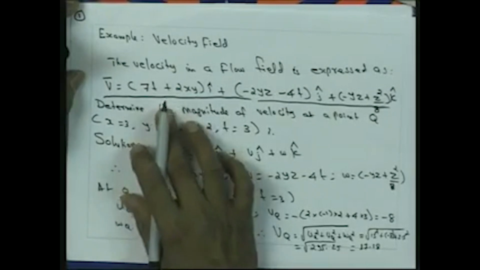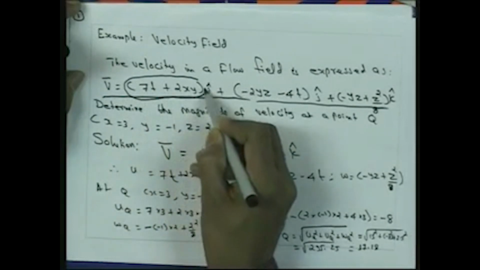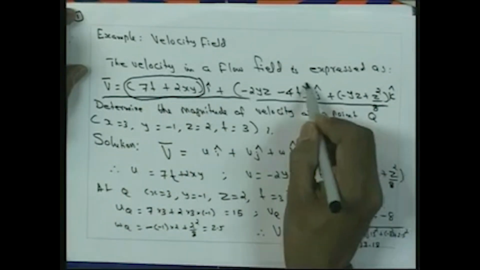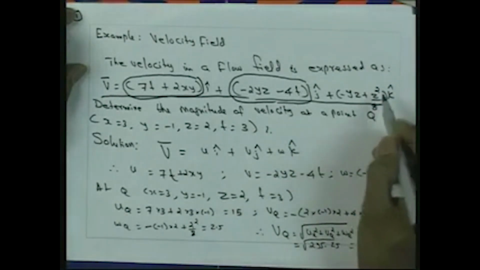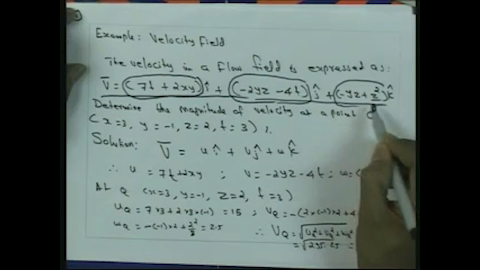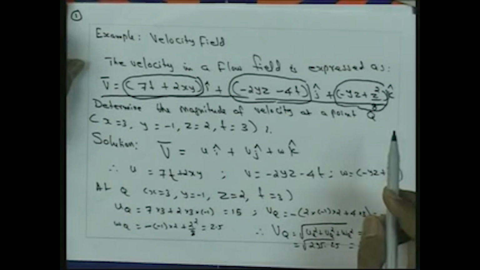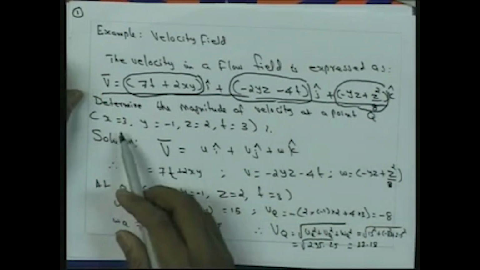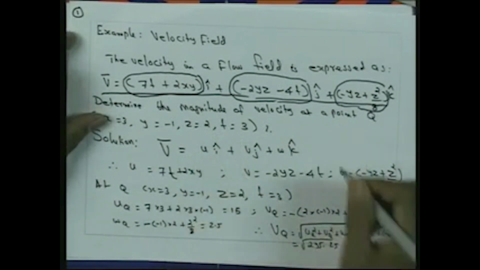So the magnitudes in the x, y, z directions are represented by these quantities. The velocity component u in the x direction is given by 7t plus 2xy, the velocity component in the y direction v is given by minus 2yz minus 4t, and the velocity component in the z direction w is minus yz plus z square by 8. So we want to determine the magnitude of velocity at a point q. The position of q is x equal to 3, y equal to minus 1, z equal to 2, at time t equal to 3.